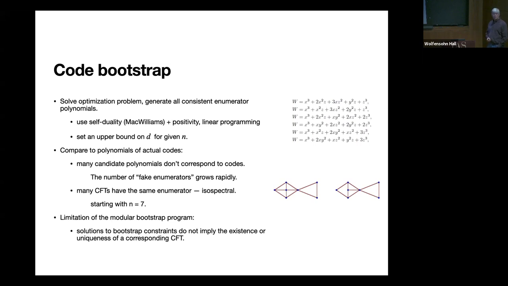And we found examples of up to, I think, 11 different codes with the same spectrum. So anyway, I think one takeaway from this is it really highlights a limitation of the modular bootstrap program, which is essentially because you're not imposing a complete set of bootstrap constraints. You only have the modular invariance, you don't have the crossing symmetry. Solutions to the bootstrap constraints do not imply either the existence or uniqueness of a corresponding CFT.